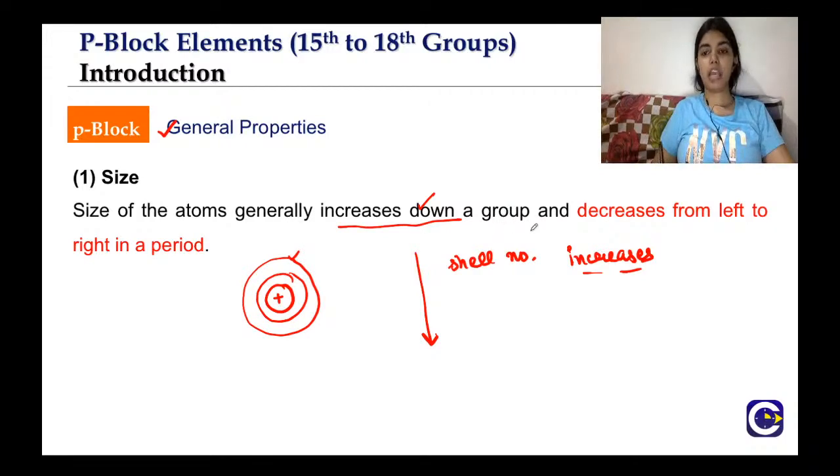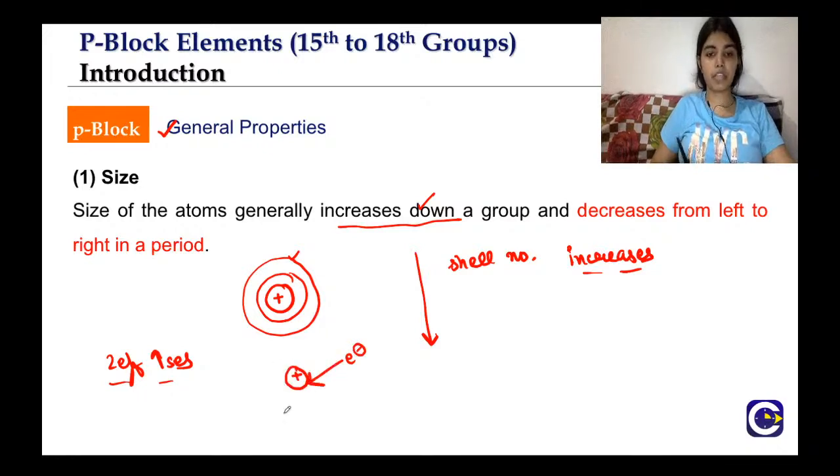While across a period, the size decreases from left to right. Why does it decrease? Because the effective nuclear charge increases from left to right in a period. Therefore, the outermost electron is more attracted towards the nucleus. The nucleus offers more electrostatic force of attraction towards the outer electron, and therefore the atom gets contracted due to the higher Z effective, that is, effective nuclear charge. Therefore across the period, left to right, the size decreases.